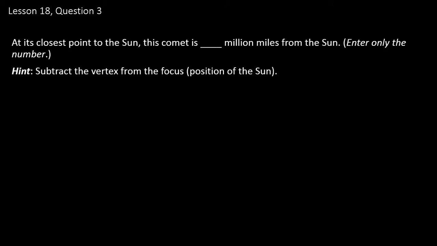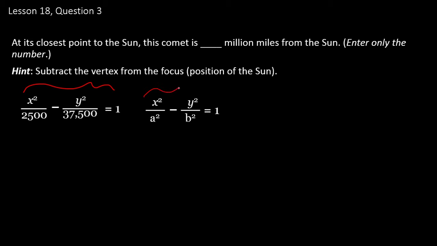Question 3. At its closest point to the sun, this comet is how many million miles from the sun? Okay, so to do this, let's take a look. We have our equation, and we have the standard equation that we're comparing it to. Remember that A is our vertex, B is our co-vertex, and in this case it's also important to know that C is our focus.